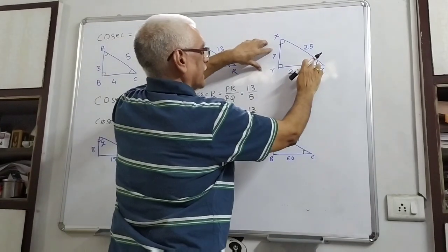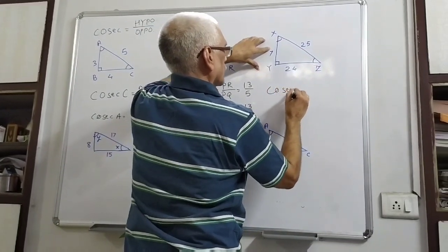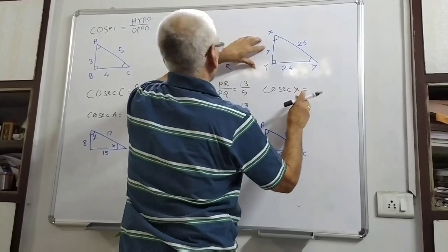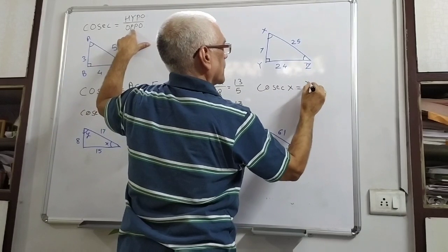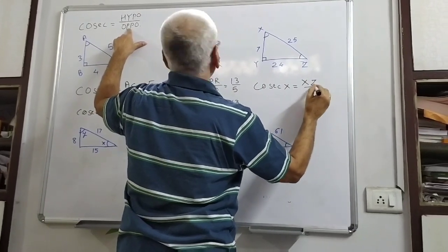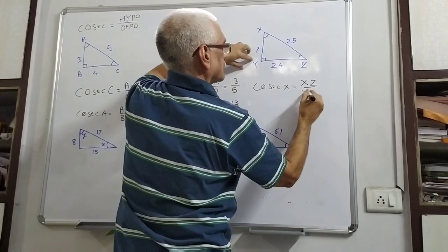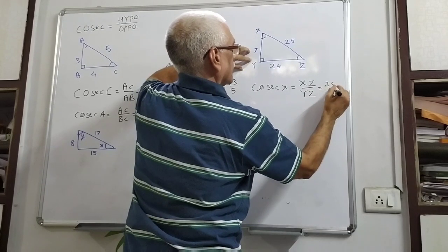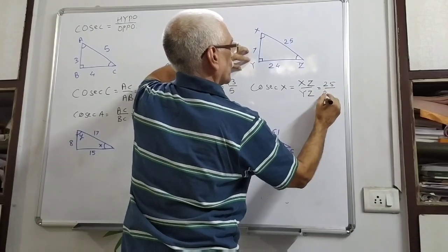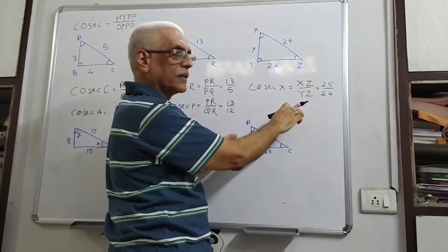In this triangle, we can consider cosec of X and Z. Cosec X is equal to hypotenuse. Hypotenuse means opposite to the right angle, that is XZ, upon the opposite side. Opposite to X will be YZ. So XZ is equal to 25 and YZ is equal to 24. Therefore, cosec of X is equal to 25 upon 24.